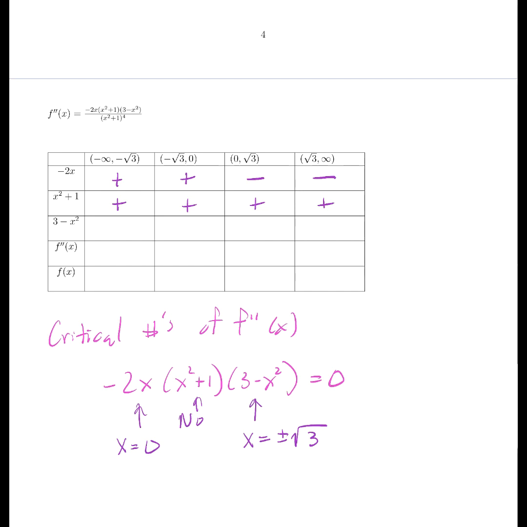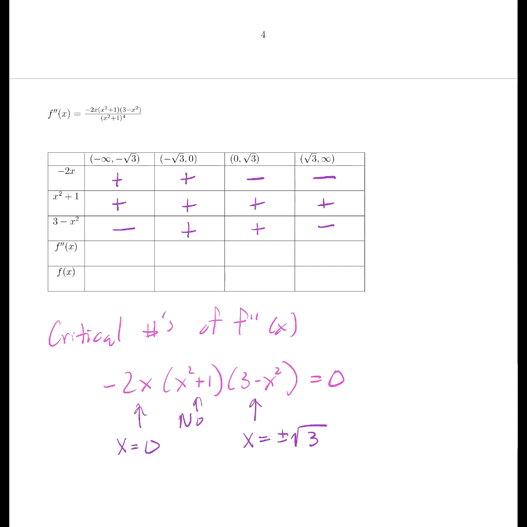3 minus x squared. Let's check. Let's take something like negative 3. Square that is 9, 3 minus 9, negative. Take something in this second interval like negative 1, 3 minus positive 1 when you square it is positive. Same thing's going to happen in this interval. Take something out in this interval like 3, and again, we're going to get something negative.